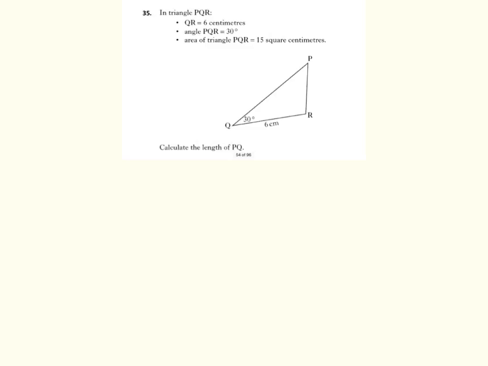So we want to know this length here. This is an area of a triangle formula question because it tells us something about the area of the triangle. The formula is a half ab sine C, but in this case we don't have a, b and c, we've got P, R and Q. We are given the angle Q, so it's going to be sine Q, and it's going to be a half PR sine Q.